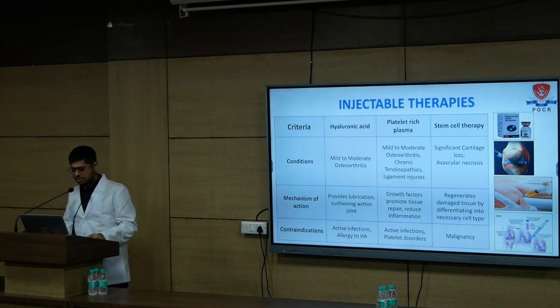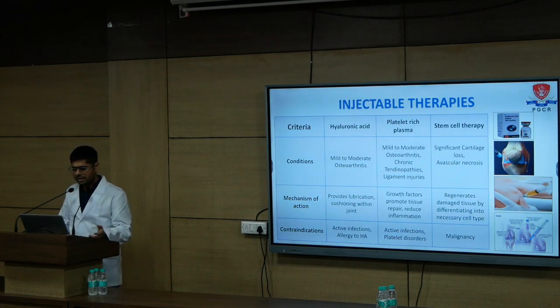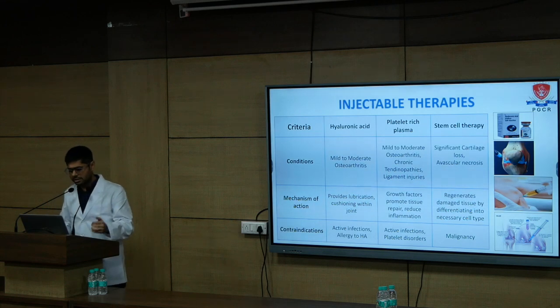Next is platelet-rich plasma. It is used in mild to moderate osteoarthritis, chronic tendinopathies, and ligament injuries. It acts by promoting growth factors which cause tissue repair and reduce inflammation. It is not given in active inflammation and platelet disorders.